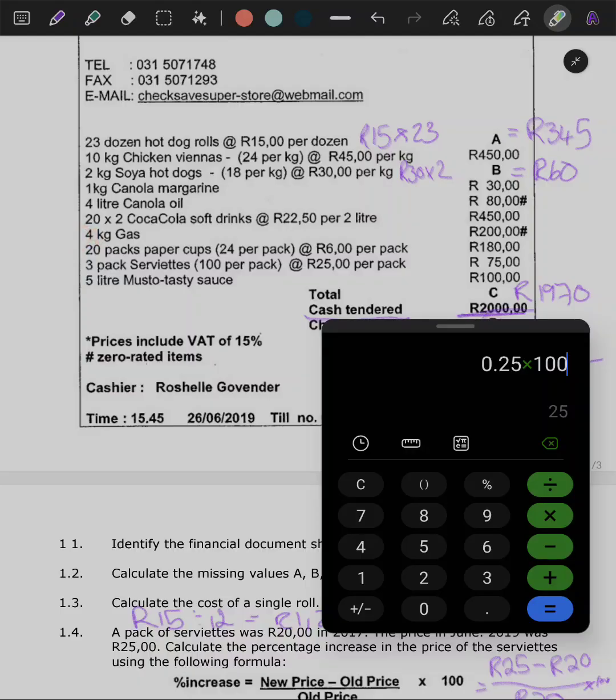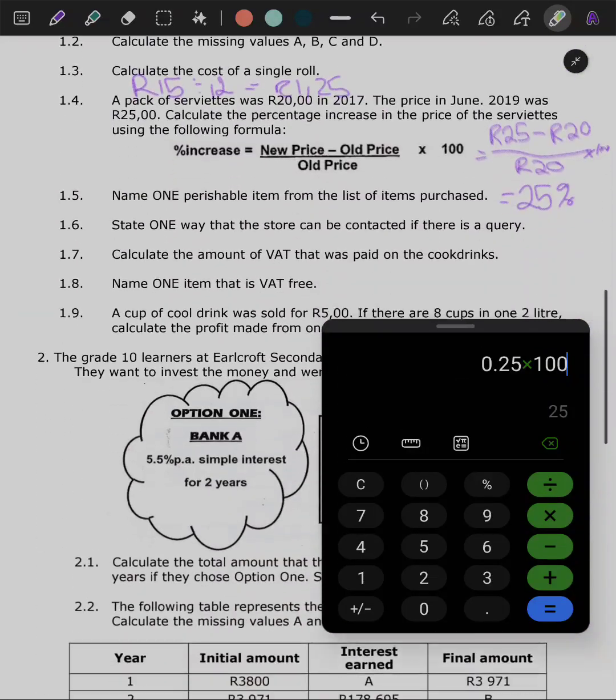Gas is not food, so it's not perishable, and it's also not going to go off. Not paper cups, not serviettes, and I wouldn't list the sauce either. Sauces and things can keep in your cupboard and in your pantry for a long time. So we're really looking for fresh food. Okay, so the fresh food, your safest options would be the rolls, the Vienna sausages, the hot dogs would also be fine. Those are going to be your safest options. You can also think about things that are perishable in the sense of if I left it out of the fridge, would it go off quickly? Or if I didn't store it very well.